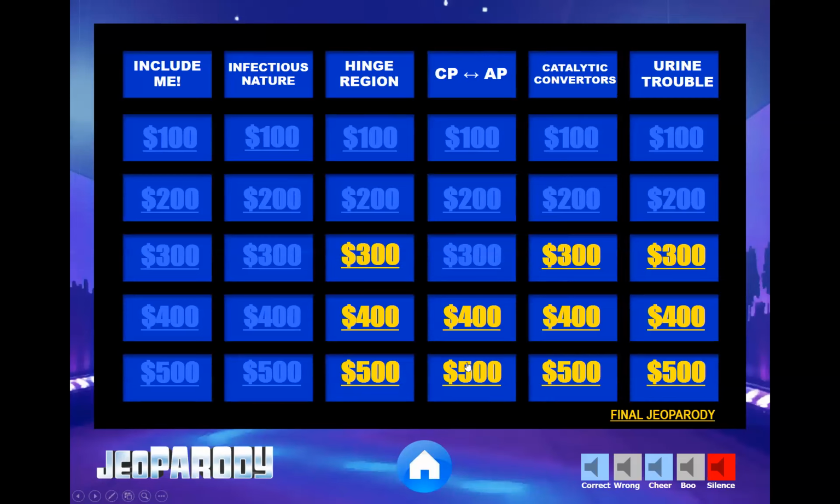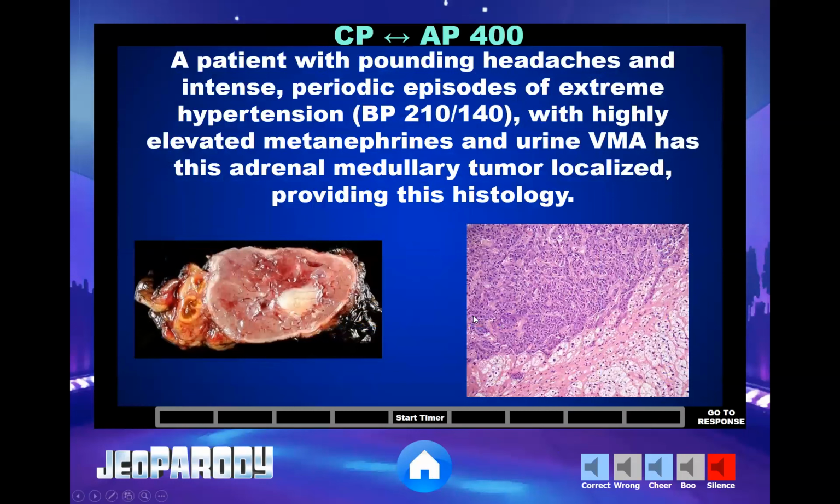CPAP. Let's go to 400. That's our next dollar value. A patient with pounding headaches and intense periodic episodes of extreme hypertension. We're talking blood pressure over 200, so 210 over 140, with highly elevated metanephrines and urine VMA, vanillyl mandelic acid. Has this adrenal medullary tumor localized and providing this histology?